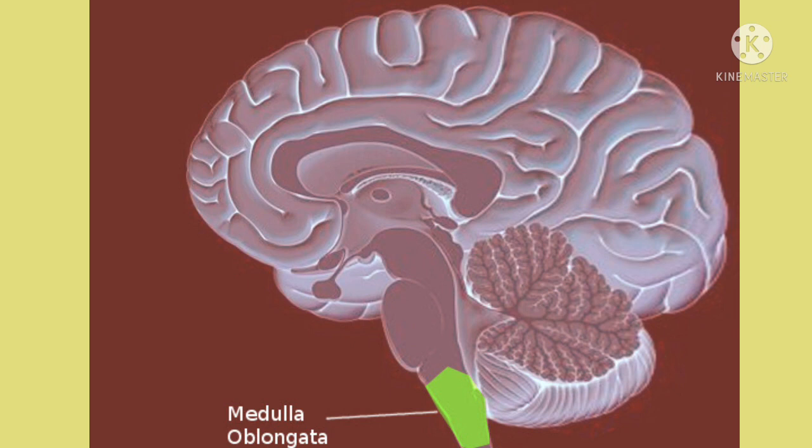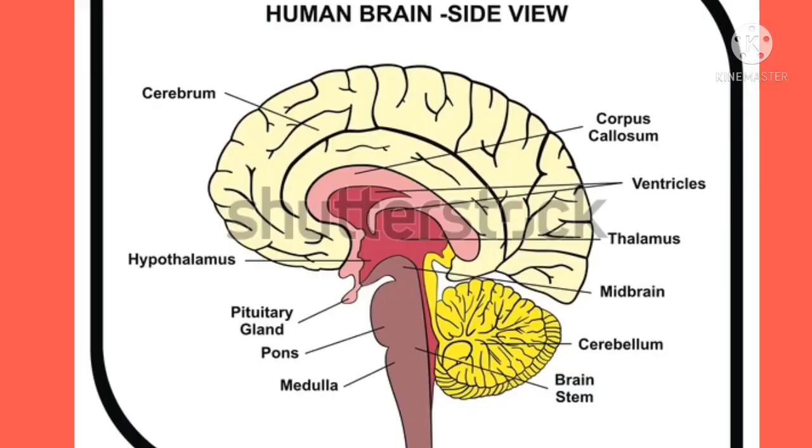Once again, let us see the brain. The brain is divided into three parts: forebrain, midbrain, hindbrain. The forebrain consists of the cerebrum, thalamus, hypothalamus. The midbrain consists of four rounded bodies called corpora quadrigemina. The hindbrain consists of the cerebellum, pons, medulla oblongata.